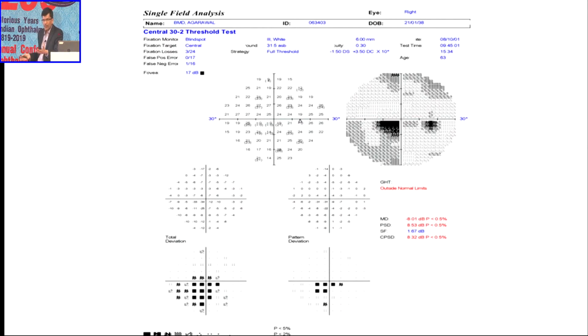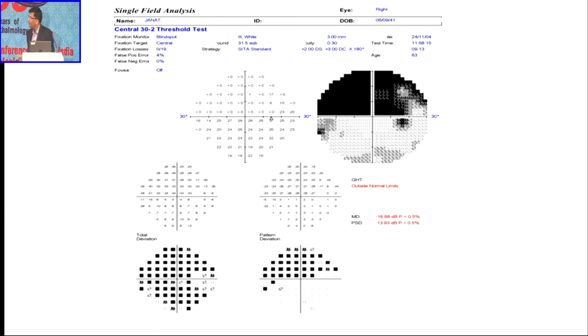So if the foveal threshold is low, then there is probably some other pathology other than glaucoma, because in glaucoma the center is the last to get lost. So this scotoma that you see in the center is probably because of some other pathology and not glaucomatous, and then again you want to go back to the disc and the macula to look at ARMD or for any other macular pathology.